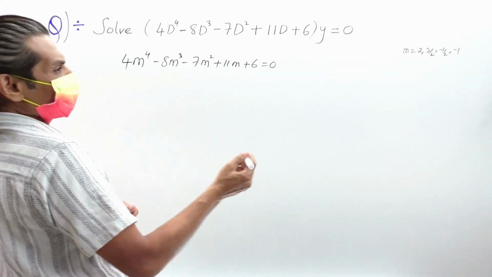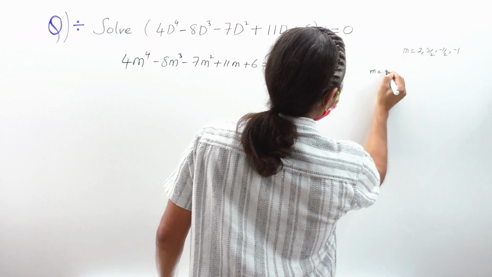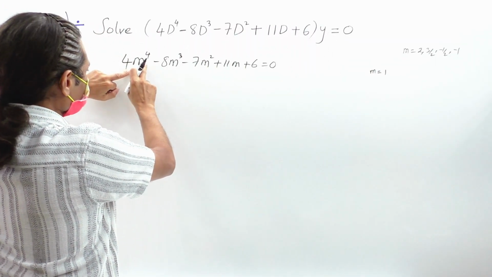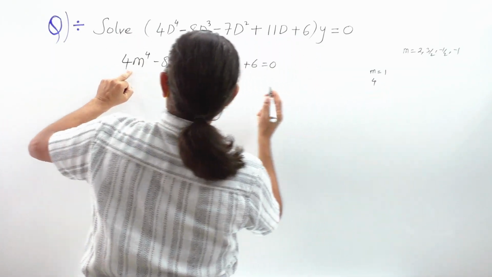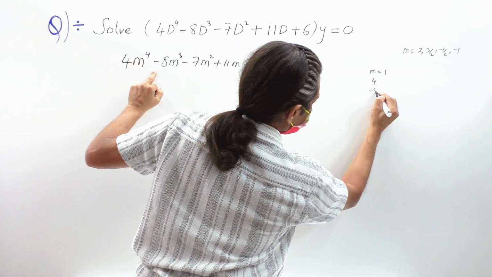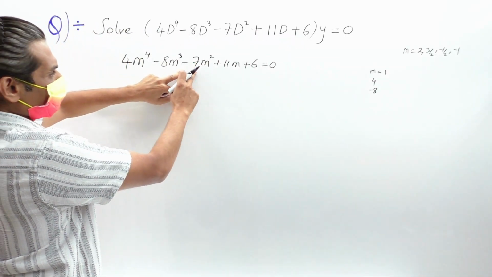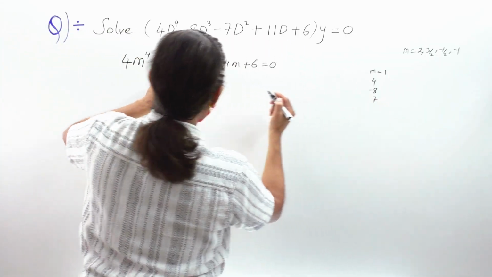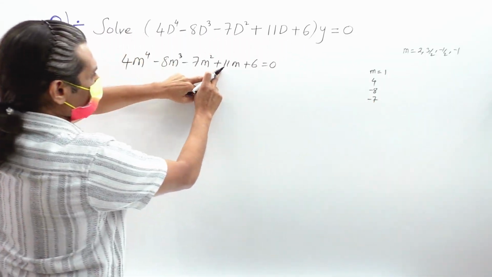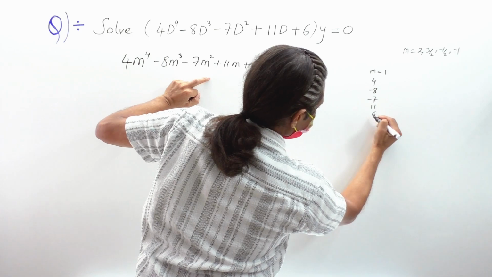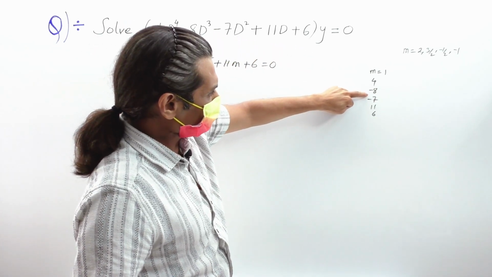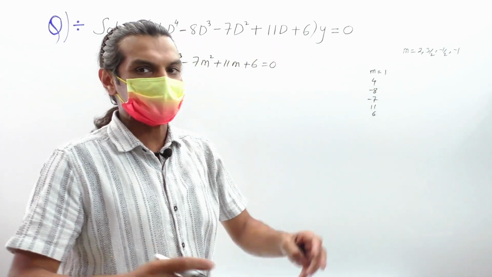So first, let me choose, say, m is equal to 1. Put another 1 here, 4, I get 4, then -8, and m means -7, 1 means -7. Okay, then 11 into 1, 11 and 6. So it will be -4, -11, so it's not becoming 0.